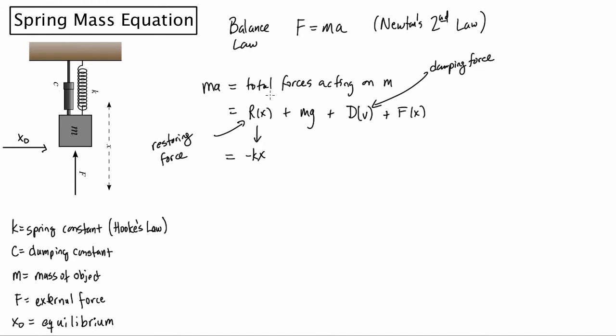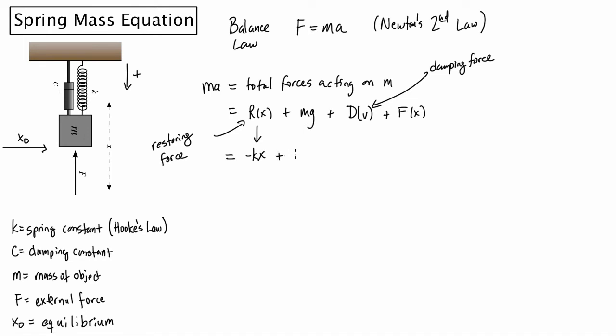So Hooke's law tells us that the restoring force is directly proportional to the displacement, and it acts in opposition to the force due to gravity. The force due to gravity is pushing this in the positive direction. The restoring force is pulling it back in the negative direction, at least in this case. So we're orienting this so that the positive direction is pointing down.